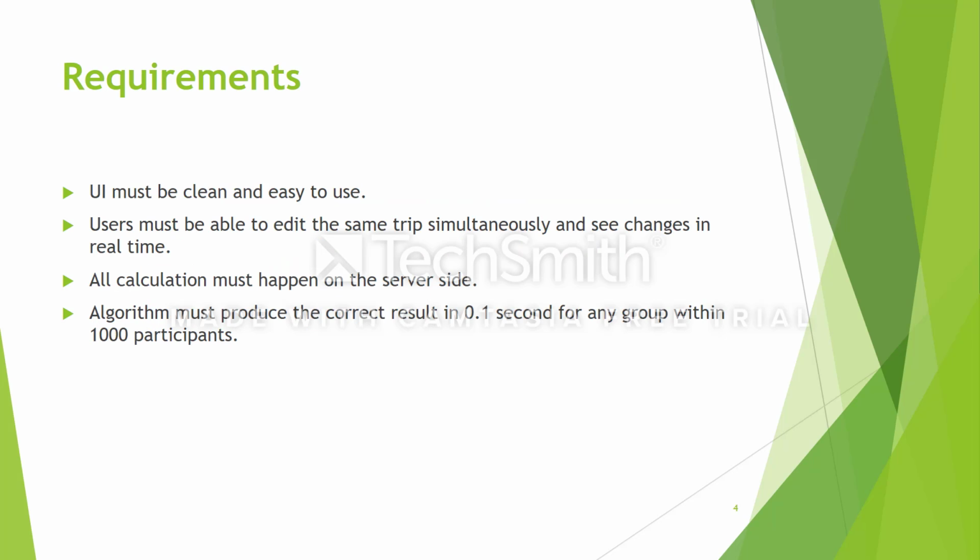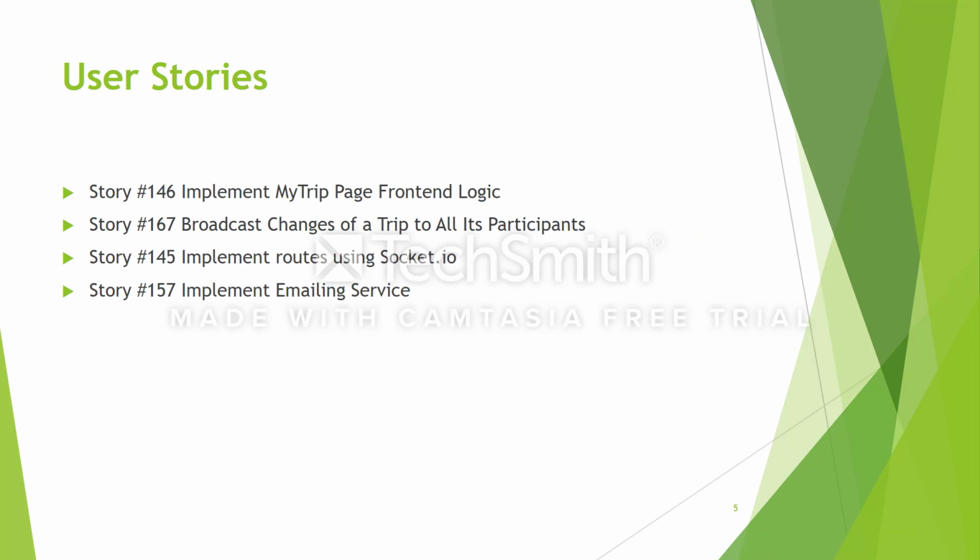The requirement specification for GoDutch is that since it's a web application, we must have a clean and easy to use UI. We must allow the users to edit the same trip simultaneously and see each other's changes in real time. We also need to have all the calculation happen on the server side to reduce the client weight, and the algorithm must produce the correct result in a fairly short time, even for a large amount of users. In this iteration, we implemented 20 user stories.